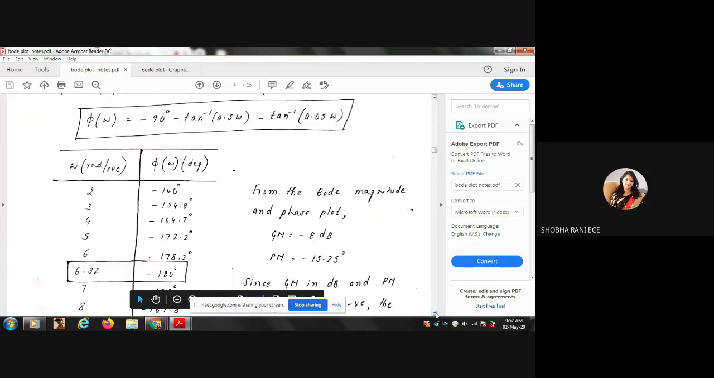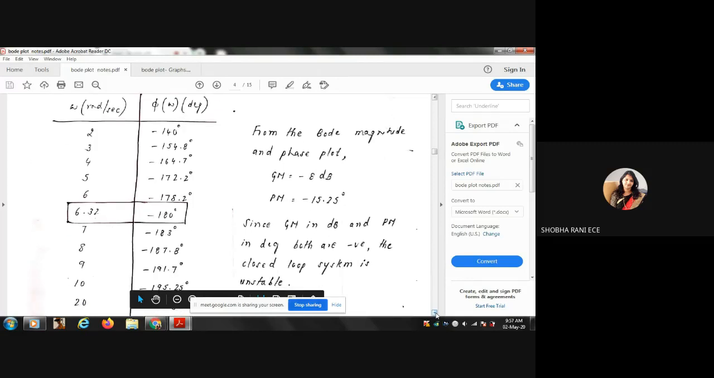This table I have just copied from the textbook as it is. So there are so many values in that. For the time being, when you're plotting, don't waste your time in the exam by calculating for so many different values. Just take three values above and three values below. So you can see here at omega equal to 6.32, you get minus 180 degree. So you can see the range here. The range is starting from minus 140 and going up to almost around 220 degrees.